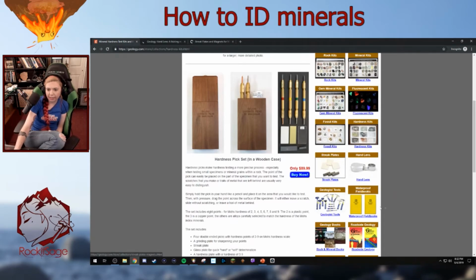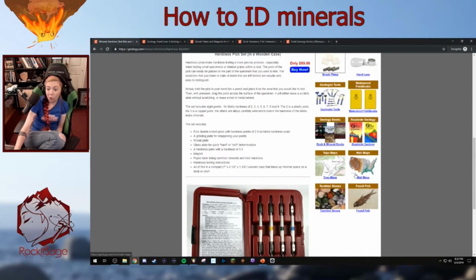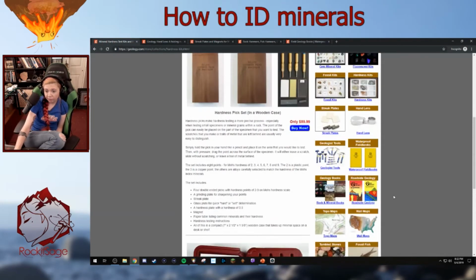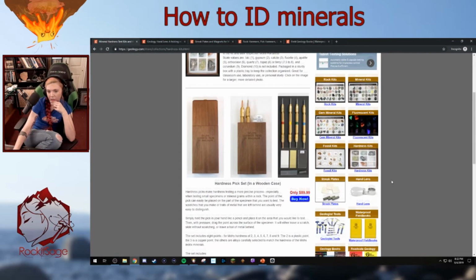You can get streak plates. You get geologist tools. You get field books. Ooh, topo maps. Wall maps! I don't like tumbled stones because they just are dumb. Fluorescent kits, rock kits, mineral kits, gem mineral kits, which I don't really care as much about. Fossil kits, which is neat. I could potentially teach historical if I did that.